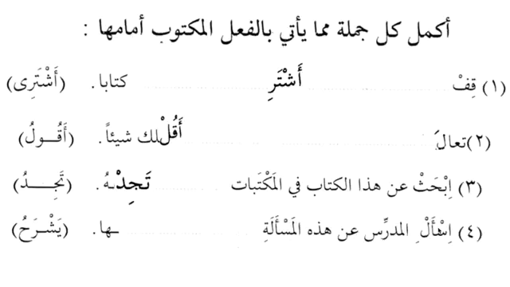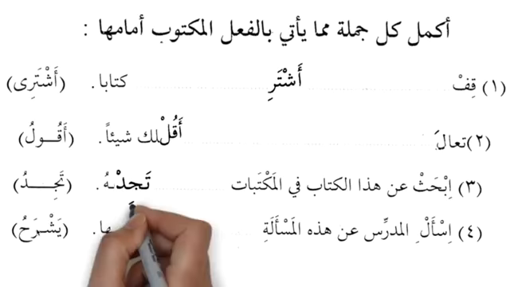Number 4, is'al. So ask. So ask whom? Is'alil mudarrisa an hadihil mas'alati. So an hadihil mas'alati, hadihi is ism majroor. So ask the teacher about this question. So what is the jawab talab we have to make? We have to make it majzoom, so it will be yashrah. So he will explain. So yashrah ha.